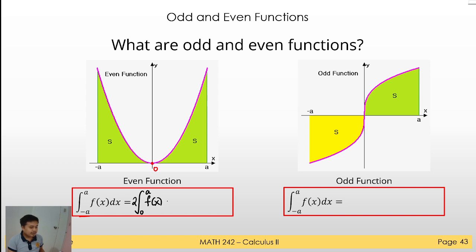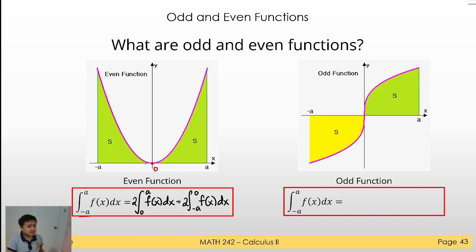Okay? And alternatively, we can also do the same for this portion. So we can find the area of this and then multiply it by 2 to get this whole area. So we start here from negative a to 0, and then multiply this by 2. And this will be the relationship of the areas of our even functions.